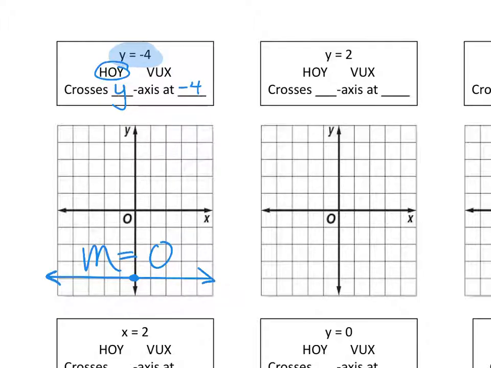That's it. Can you guys do the second one? Yeah. All right, I'll give you like 20 seconds. It shouldn't take us that long. All right, we highlight the equation itself. This says y equals 2. Is that a Hoy or a Vux? A Hoy, which means it crosses which axis? Y. Y at what value? 2. Okay, so here's where y is 2.